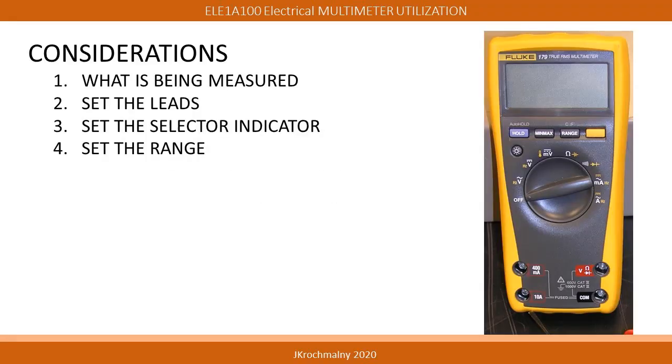Configuring the multimeter for specific measurements involves a process or sequence of events to be applied before measurements are taken. In order, the multimeter configuration sequences are: number 1, consider what it is that is going to be measured. Number 2, set the leads for that measurement. Number 3, set the selector indicator for that measurement. And number 4, set the range you expect that measurement to be in.